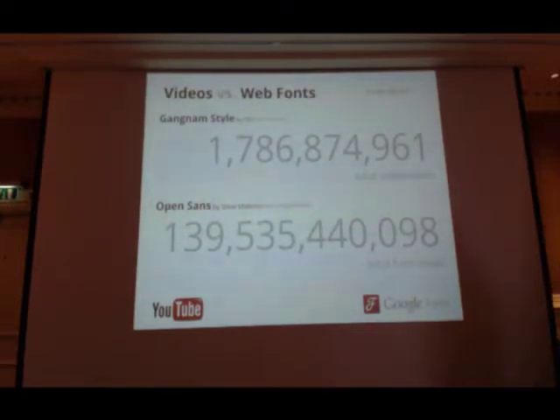This is over 80 times the number of total views. But what's even more exciting is Open Sans is being viewed at a rate of 15 billion views per month. Sorry, site.